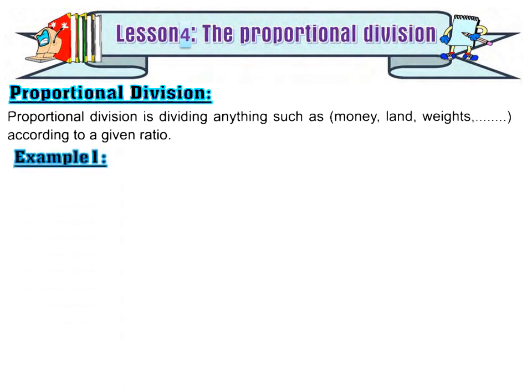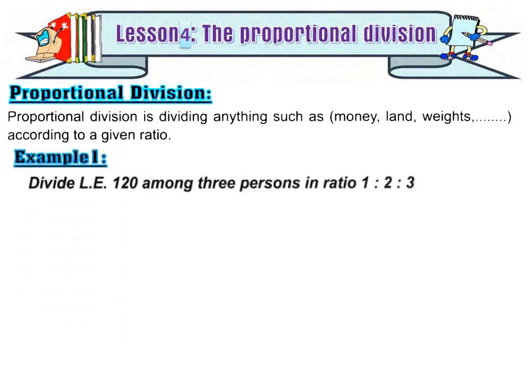For example number 1, divide an amount of money, 120 LE, among 3 persons in ratio 1 to 2 to 3. He gave me a total money 120 LE and he wanted me to divide it in a ratio 1 to 2 to 3 among 3 persons. As we know, the proportional division is dividing anything, suppose money or land or weight, according to a given ratio. He gave me the ratio 1 to 2 to 3 and the total money to divide among 3 persons.